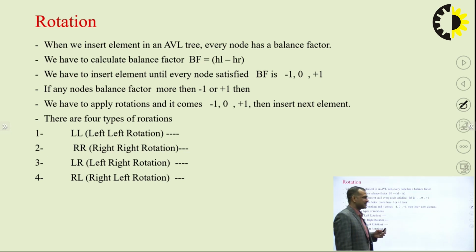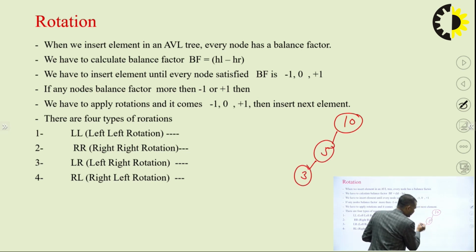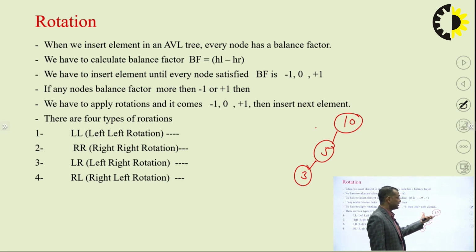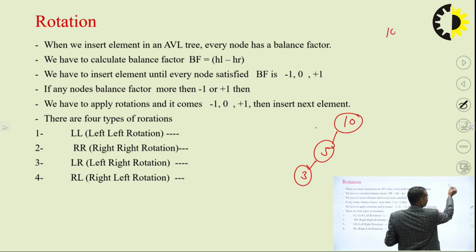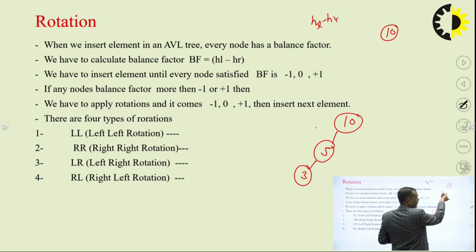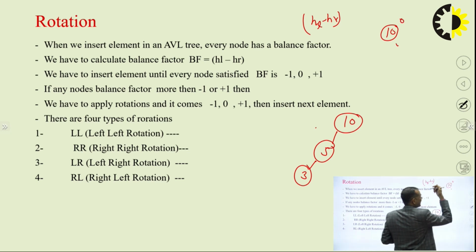When we insert the element, suppose we insert the element 10, then we insert 5, then suppose we insert 3. All these are less than 10, so they come into the left part. When we insert every node, it has a balance factor. Suppose we insert the first node, that is 10, we define the balance factor of this node, and we calculate the balance factor, that is HL minus HR. Here the left height is 0, the right height is 0. So HL minus HR means it has a balance factor 0.